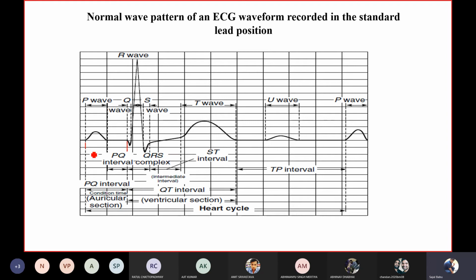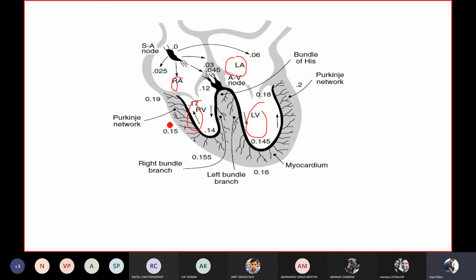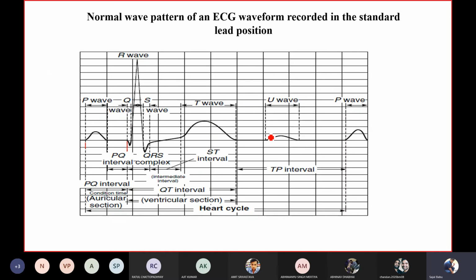That means during the QRS complex, the impulse will travel via the Purkinje fibers. The Purkinje fibers are present on the walls of the ventricles, right? That means they are in the ventricular section, and after completing the QRS complex, the ventricles will contract, and then again the repolarization starts. That is the reason why I classified this QT interval as the ventricular section.